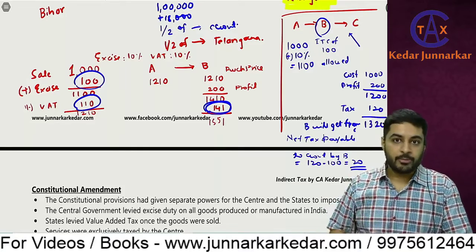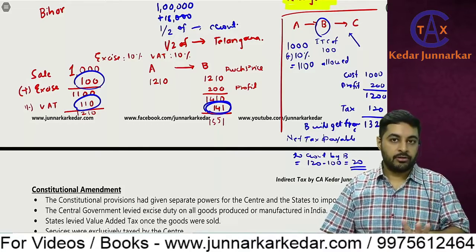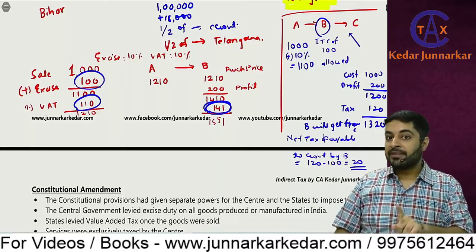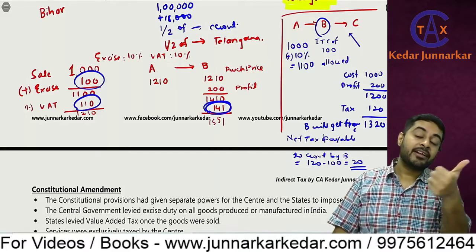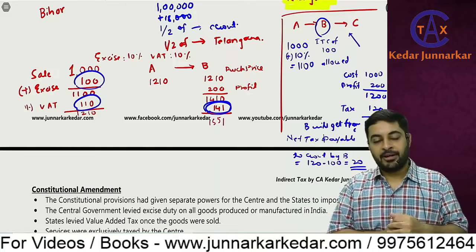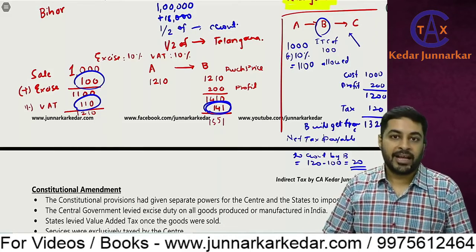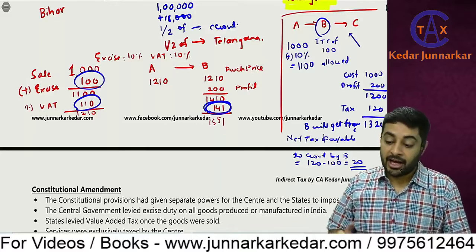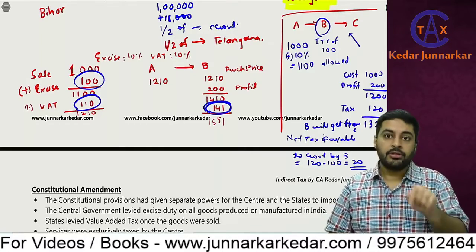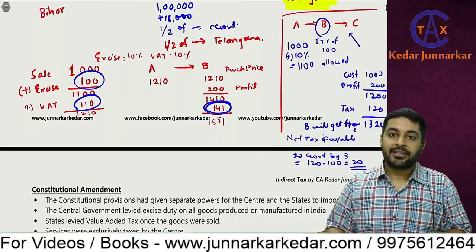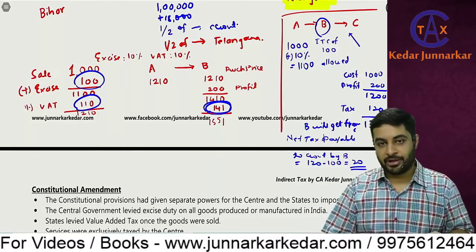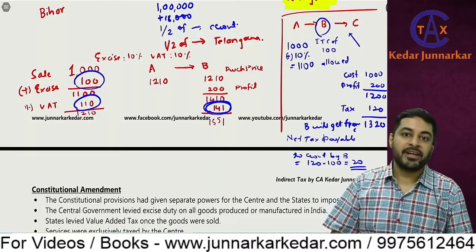How much has gone from your pocket? Total 120 has gone. You have paid 100, so you have collected 120. Out of that, 100 you have already paid when you purchased goods from A, and 20 now you are paying to the government. So this is the benefit of input tax credit. Got it? If credit was not allowed, then you would pay 100 rupees also to A, and whatever is the tax collected from C, that entire tax has to be paid. Double you have to pay. But due to input tax credit, this benefit will be allowed.